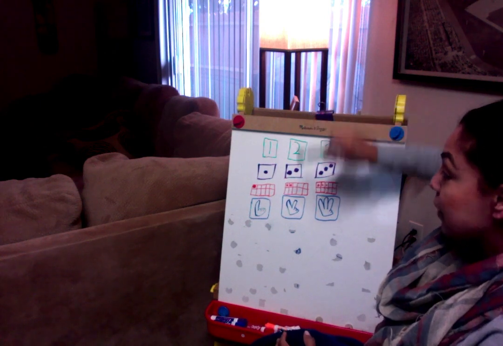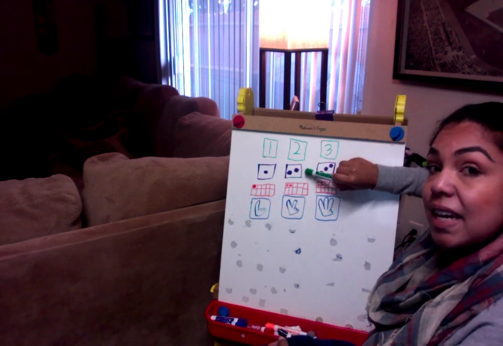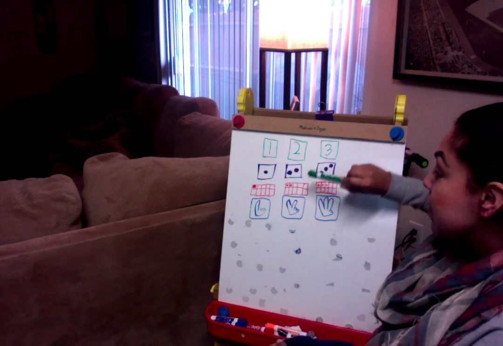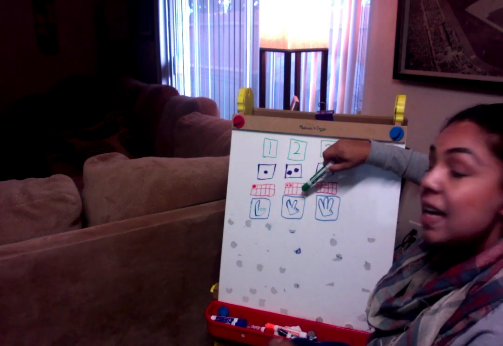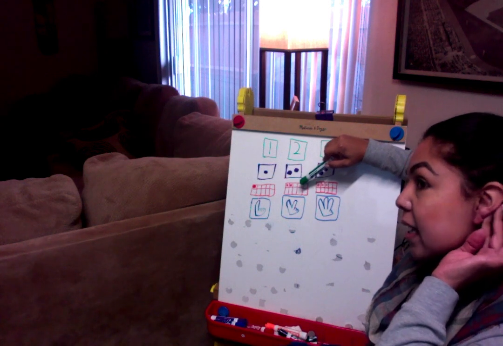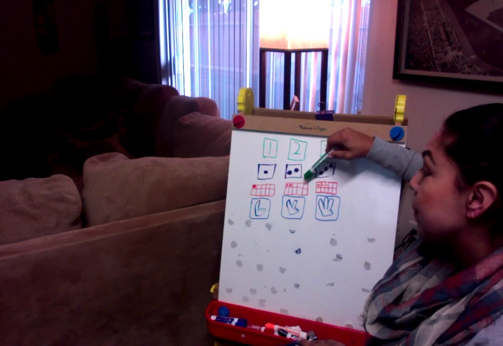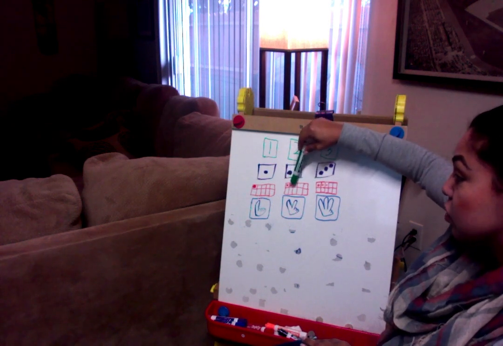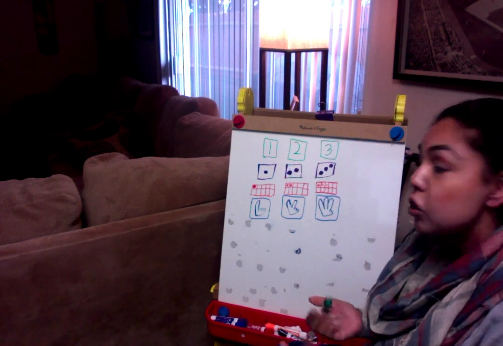Number 2. Here I have a dice, and the dice has number 2. We have 1, 2. Good. Then we have our 10 frame. Everyone say 10 frame. Good. The 10 frame has how many dots inside of it? Let's count together. Ready? 1, 2. Very good. The 10 frame shows 2.